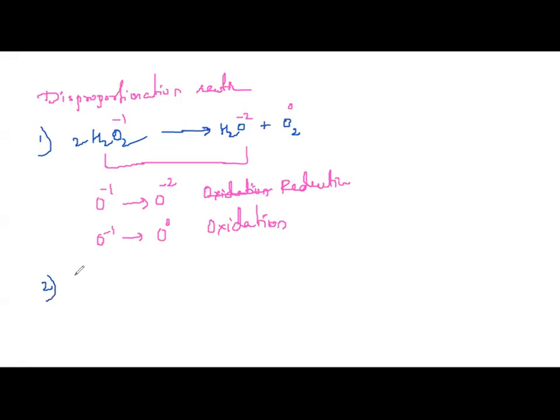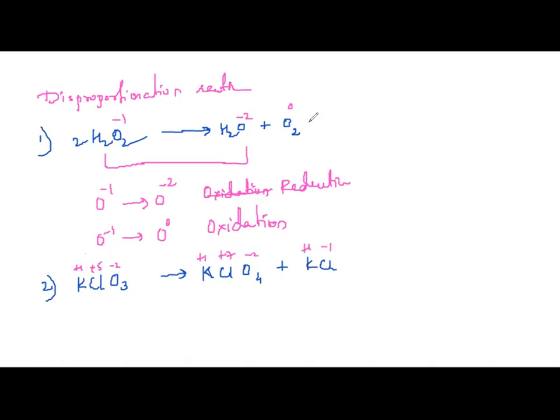One more example. KClO3 gives KClO4 plus KCl. Write the oxidation states. Let us see. In KClO3, what is the oxidation state of chlorine? +1, -2 times 3 is -6, so -6 plus 1 is -5, which means chlorine is +5. In KClO4, +1, -2 times 4 is -8, -8 plus 1 is -7, so chlorine becomes +7. In KCl, K is +1 and Cl is -1.